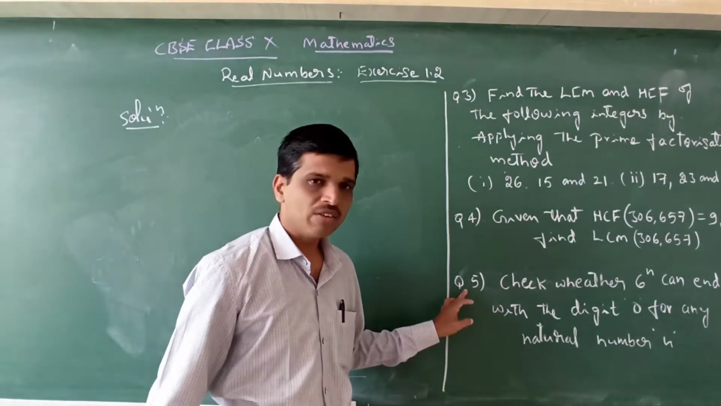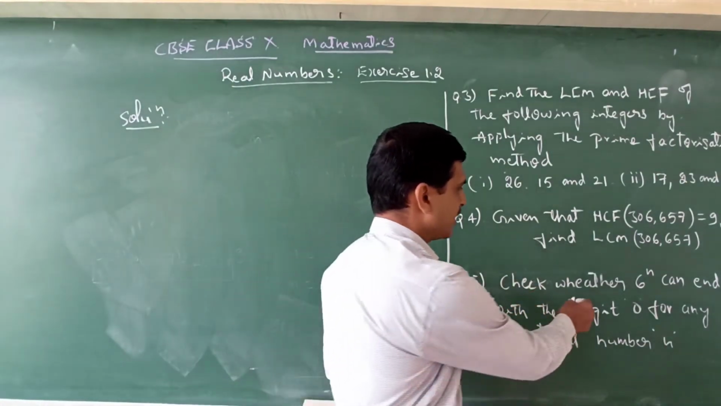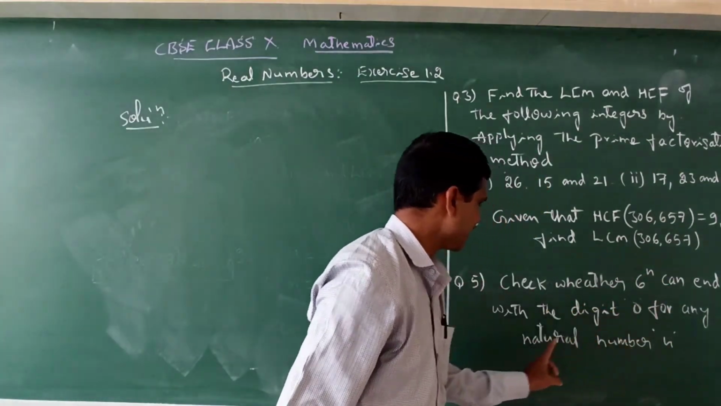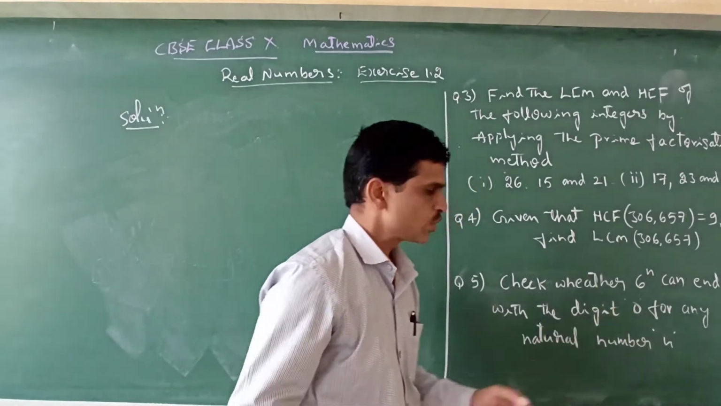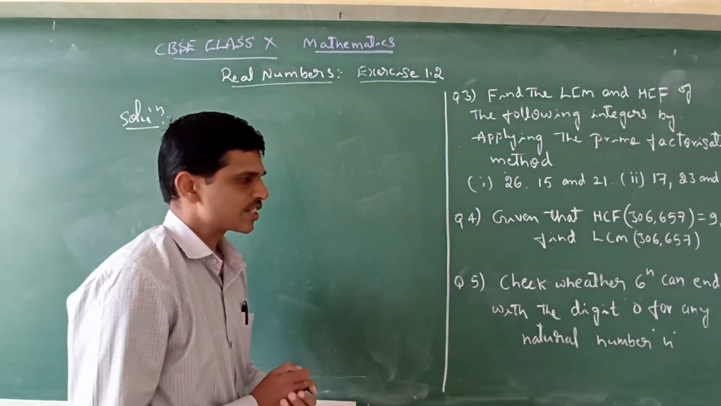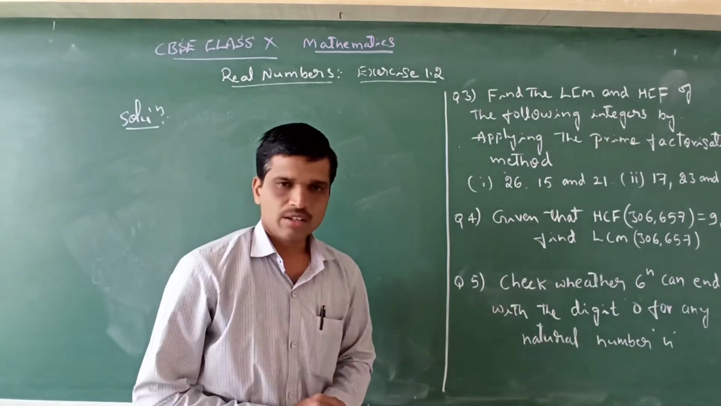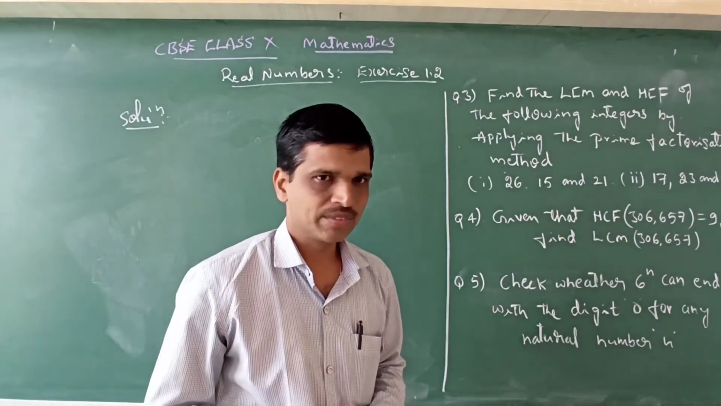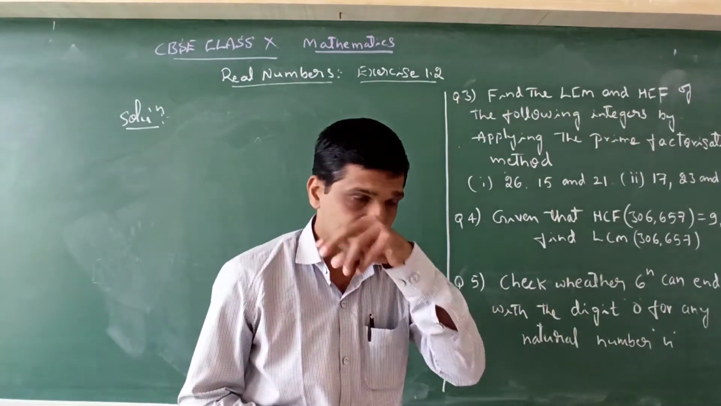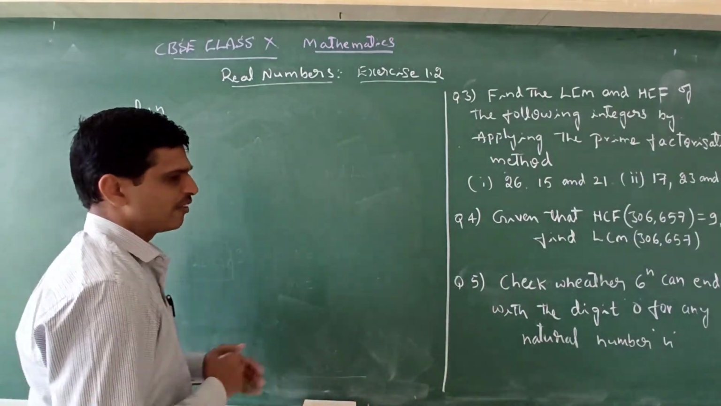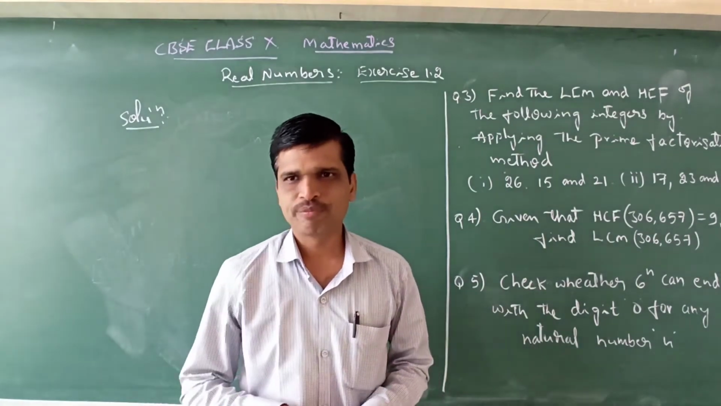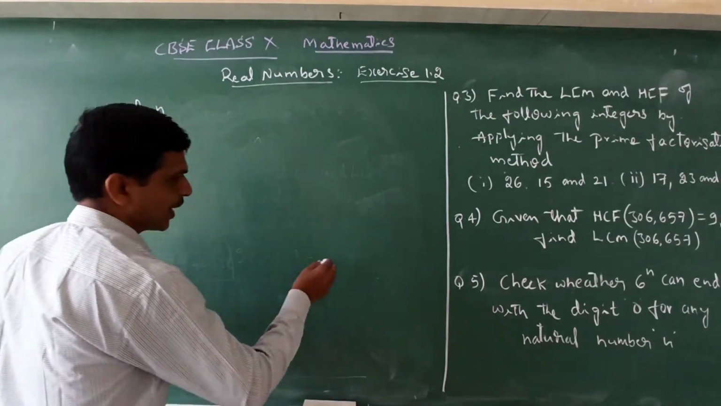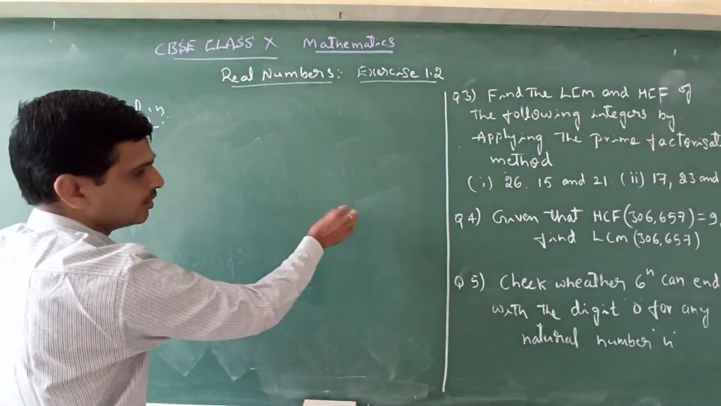Now question number 5. Check whether 6 to the power of n can end with the digit 0 for any natural number n. So try to understand the question. Yesterday I briefed the definition of the fundamental theorem of arithmetic based on these examples. We know that if any number ends with 0, it is automatically divisible by 10. So first, we should write what the number given here is.